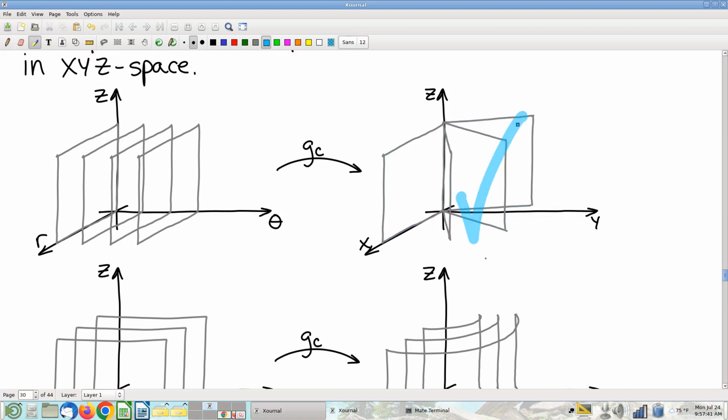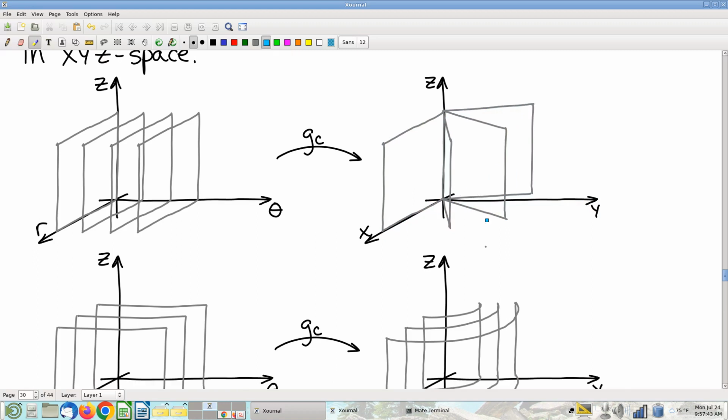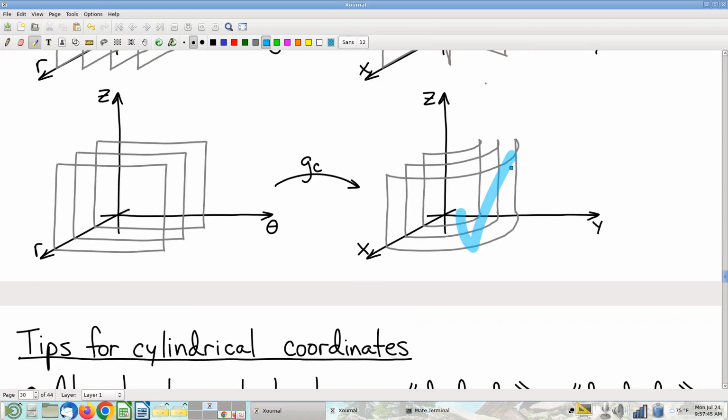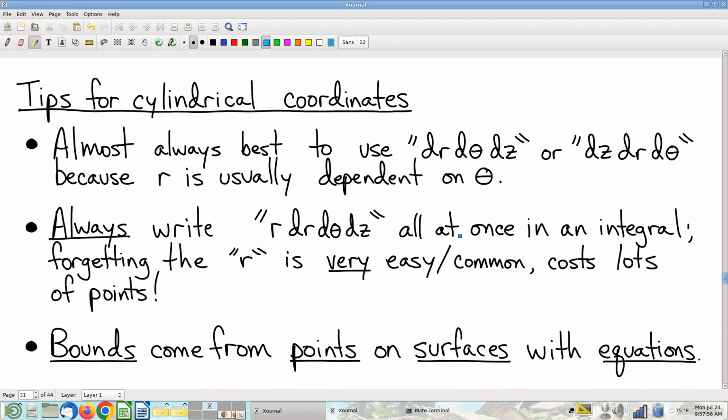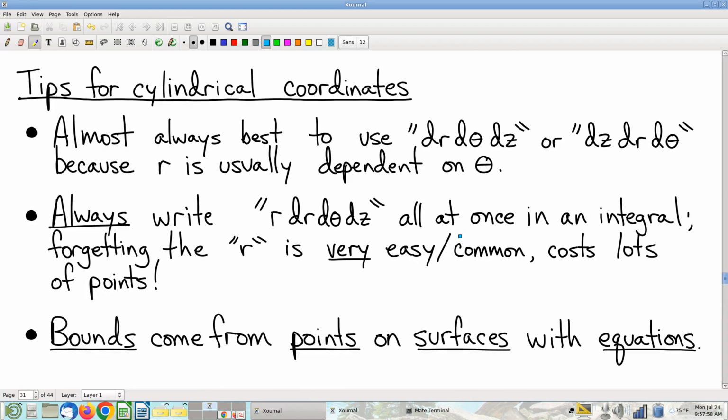This, again, is what theta slices look like, and this is what r slices look like. And, of course, z slices are just horizontal planes because it's the same z slices we saw with triple integrals. And so we're in business. And a couple of little quick words of advice, totally analogous to what we saw with polar coordinates. You always want your dr and d theta with dr on the inside.